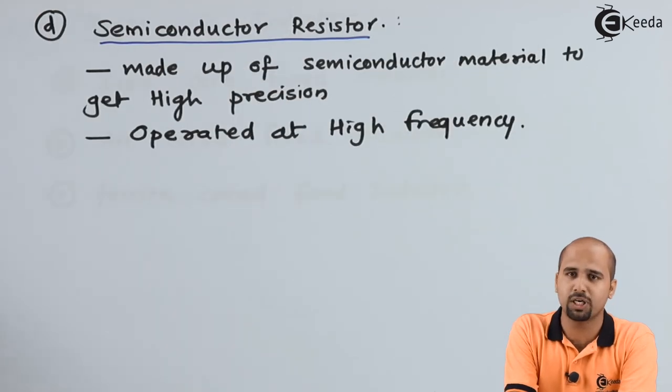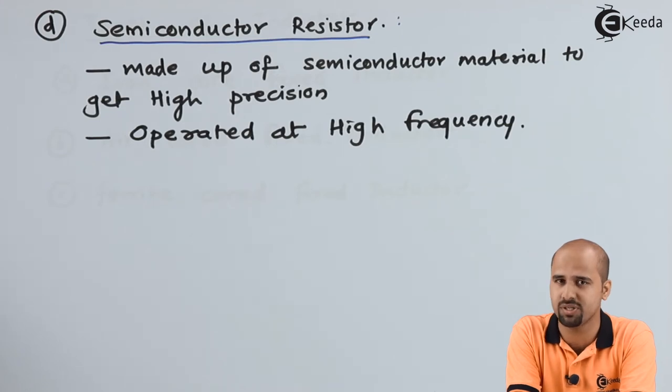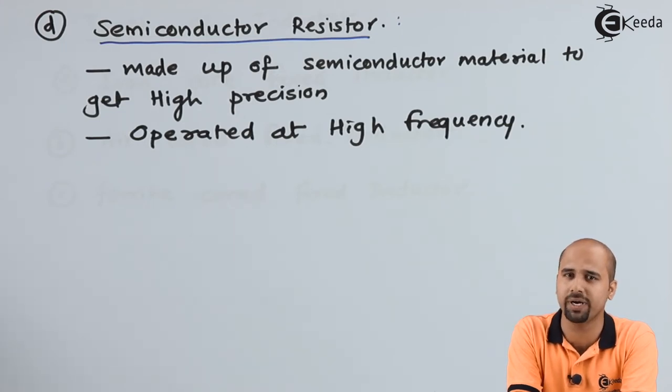And the last but not the least is semiconductor resistor, where we are making use of the semiconductive property which gives us very high precision, and it can be operated for high frequency operation. So these are nothing but the types of the resistor. Let's move towards the types of the inductors and the types of the capacitors.